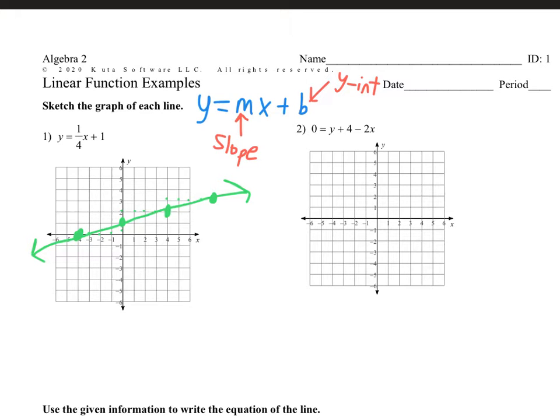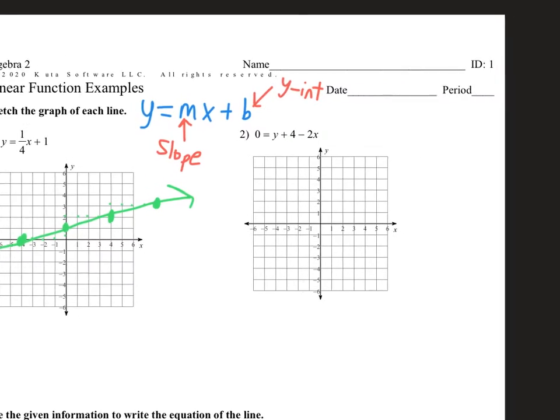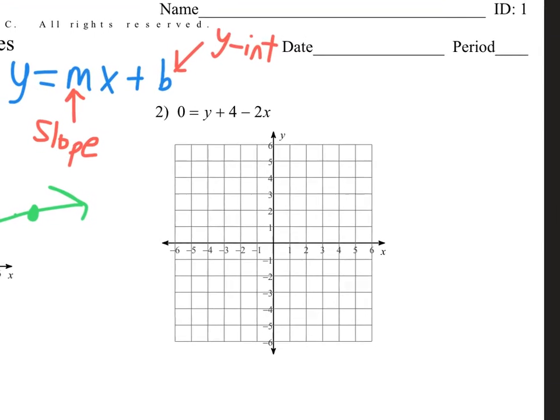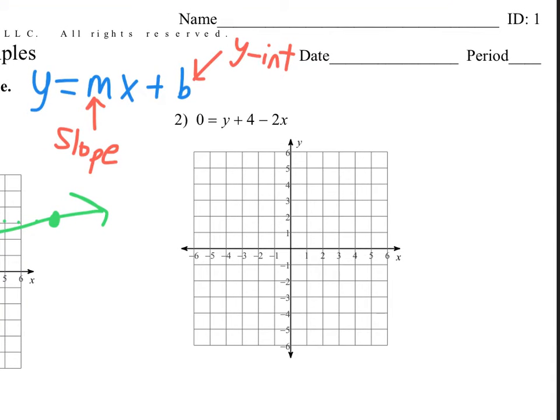Moving along, number 2 here is a little bit different, because it's not in slope-intercept form. It's a weird looking equation. Notice for slope-intercept form though, you just need to have the y by itself. So what I'm going to do is move the plus 4 and the minus 2x to the other side. Let me rewrite this here. I'm first going to add 2x to both sides, because again, my goal is to solve this for y.